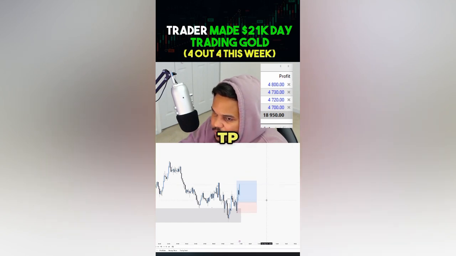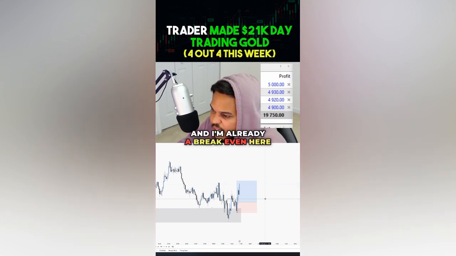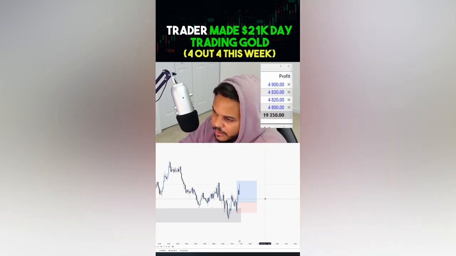Almost hitting TP2 here. Let's see what happens. As you guys can see, I'm up $18,000. And I'm already at break even here. Whatever happens, happens. But I hope this one actually hits TP2 so we can be green for the day. Let's wait a little bit more. Let's see if we can get this. And there we go. TP2 has been hit. Closing my trade here at 21,000.